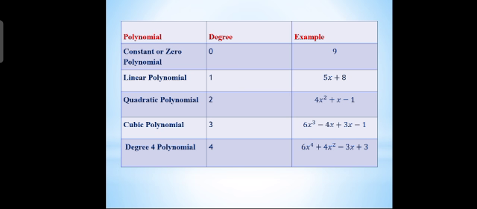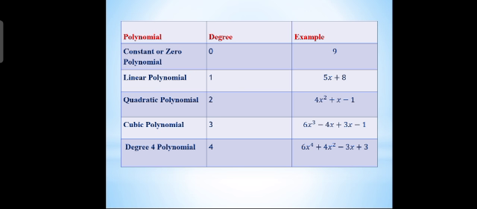Now some examples. The first one on the right top, 9. You can see that this is a single term. So a polynomial having single term is called monomial. We know that. And here 9, there is no variable. So the degree of this polynomial is 0. This is called constant or zero polynomial.